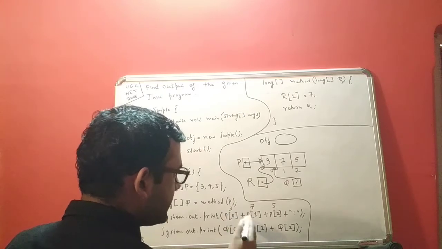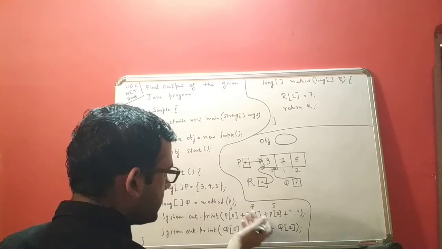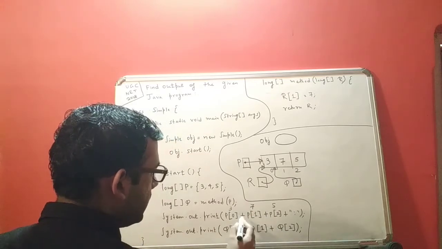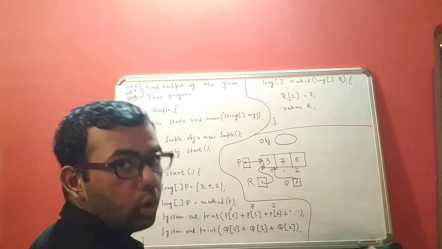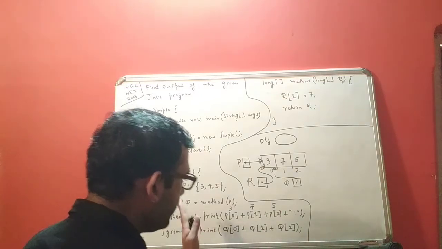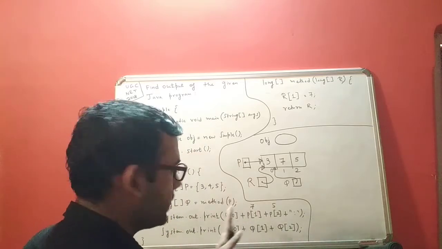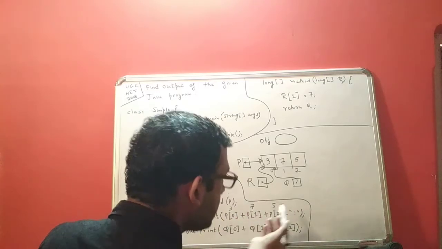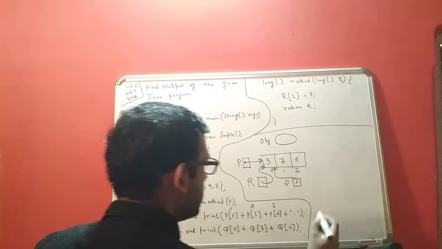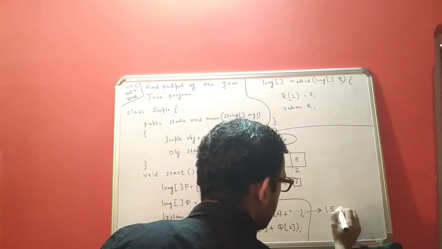Now, after the array indexing operations are done, since addition holds the next level of precedence, what will happen? We have multiple addition operations, right? So what will be the order of evaluation? We will go from left to right. Why? Because addition is left associative. So we will do 3 plus 7, 10, 10 plus 5, 15, and then concatenate it with a colon. So due to this print statement, we have 15 colon.